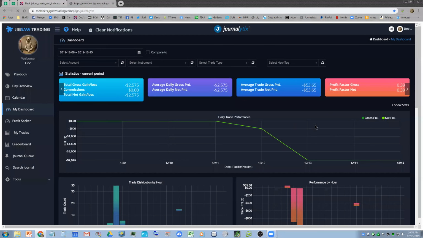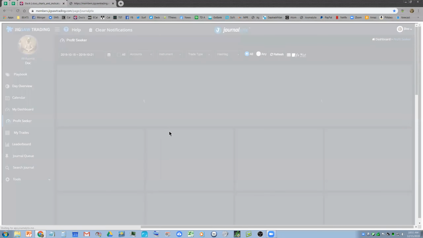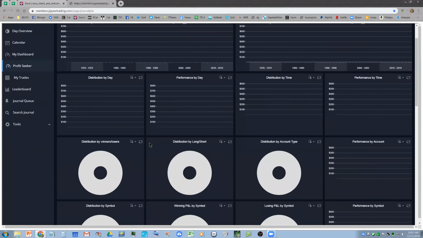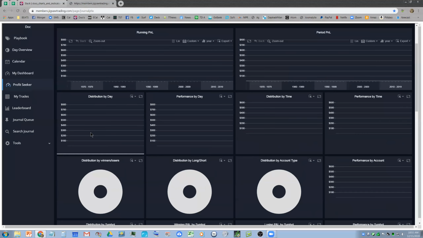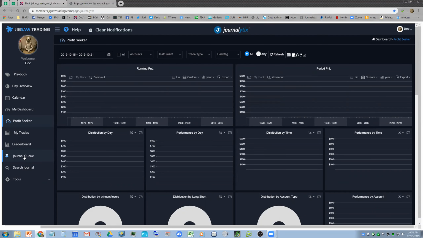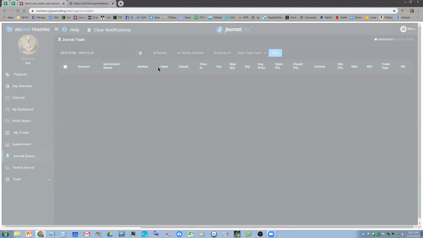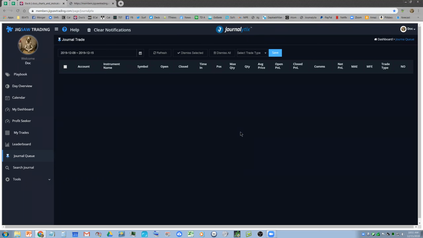It links to DayTrader. Anyway, you can see I've got all kinds of test stuff going on in here, but it has profit seeking tools that will give you all kinds of metrics on your trades, long, short. It's a really cool tool. And it has a journal where you can literally just talk and make notes and keyword stuff. And it has all kinds of MAE, all the stuff you need is there.